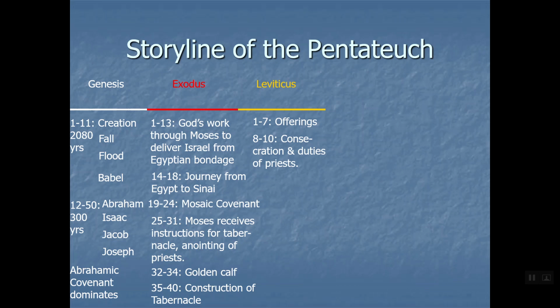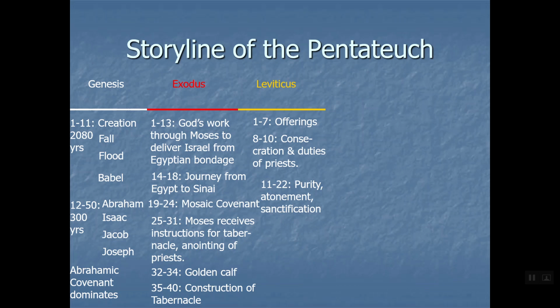The first 7 chapters of Leviticus describe all these different offerings that are required of the people. There are different kinds of offerings. Some are for sin, some are for thanksgiving, some are associated with different feasts that recognize God's work of redemption. We'll look at those in more detail when we get to Leviticus.